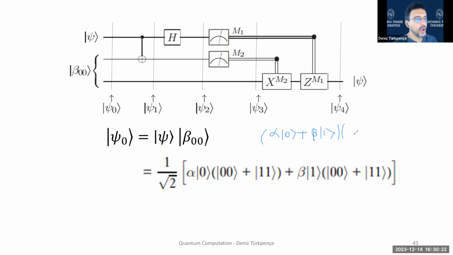So this is 1 over square root 2 times 0, 0 plus 1, 1. Okay, we write this factor at the very beginning, in front of these terms. And this alpha is again in front of the first term. And I multiply this with this, in fact.